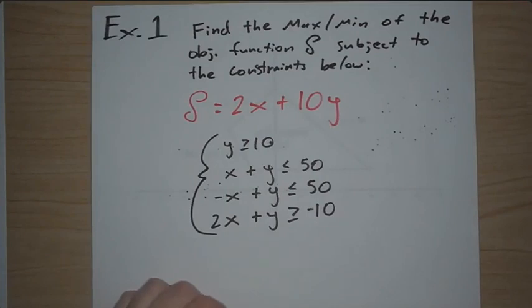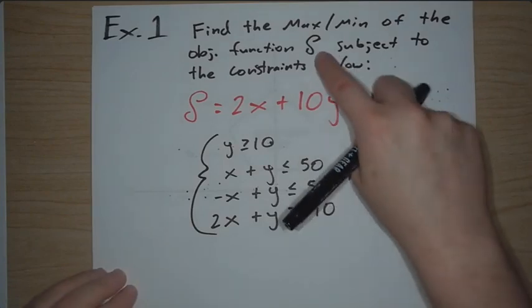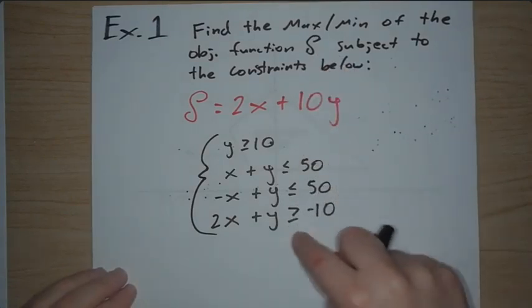y is greater than or equal to 10, x plus y is less than or equal to 50, negative x plus y is less than or equal to 50, and 2x plus y is greater than or equal to negative 10. So we want to find what the max and min of S is on these constraints.